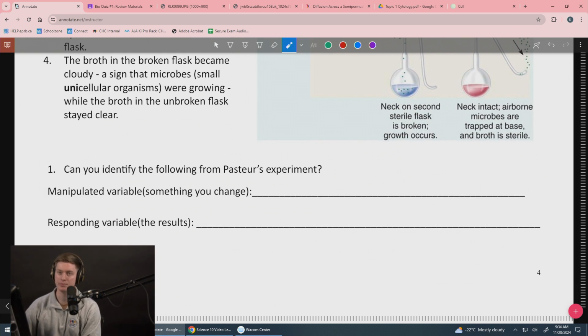Take a shot. What do you think the manipulated variable is in this experiment, and what's the responding variable? Remember that the manipulated variable is the thing that you change in this experiment. In this experiment, Pasteur was comparing a flask with a broken neck to a flask with an unbroken neck. So the manipulated variable is whether the neck of the flask was broken.